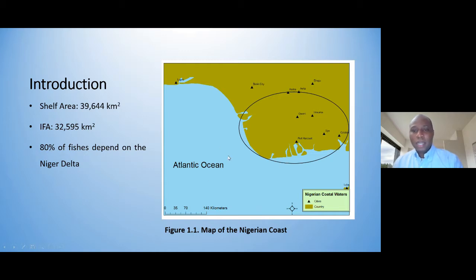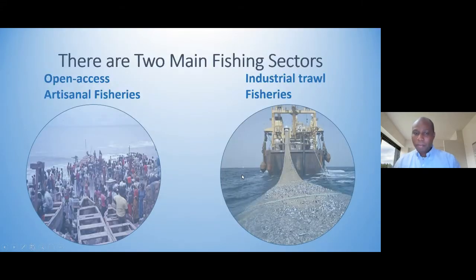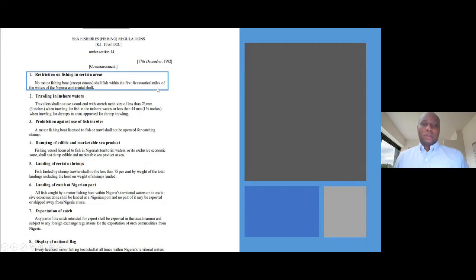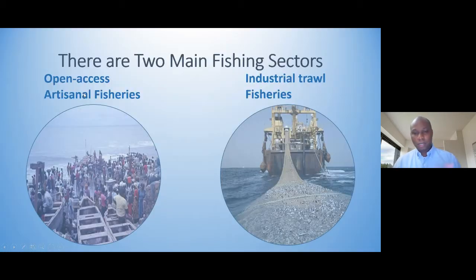And I thought that modeling these coastal waters will be useful for people who want to do research in this arena. The rationale for doing this research is the Sea Fisheries fishing regulation in Nigeria, the 1992 decree. Item number 1 of this decree talks about restriction of fishing in certain areas. It specifically says that no motor fishing boat except canoes shall fish within the first 5 nautical miles of the waters of the Nigerian continental shelf. And so this is the law.